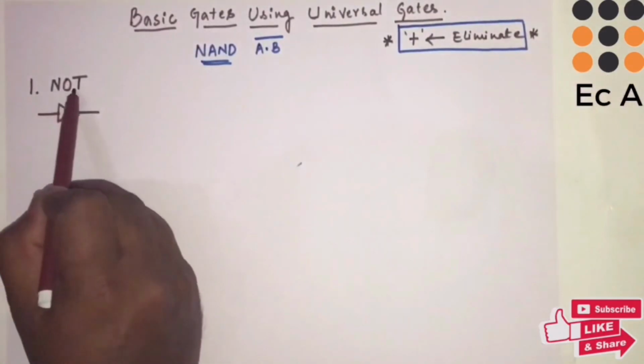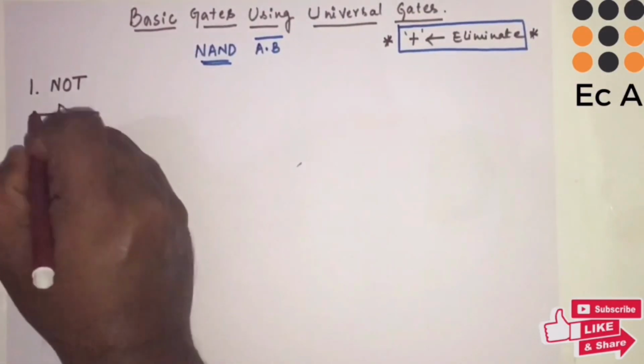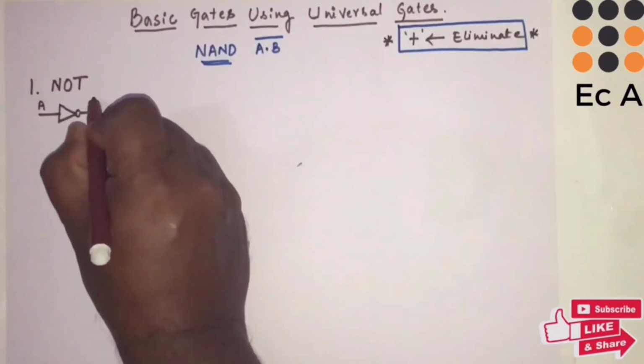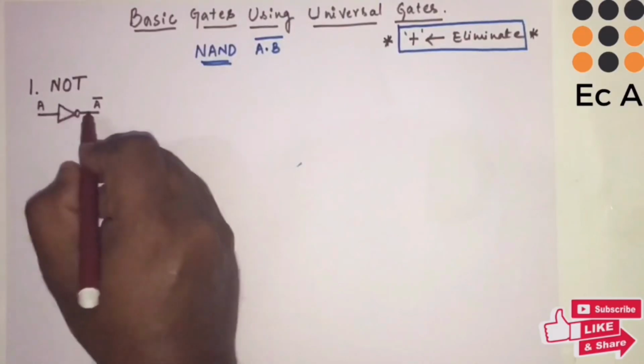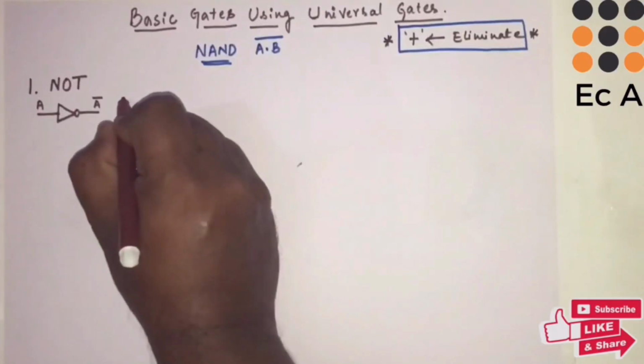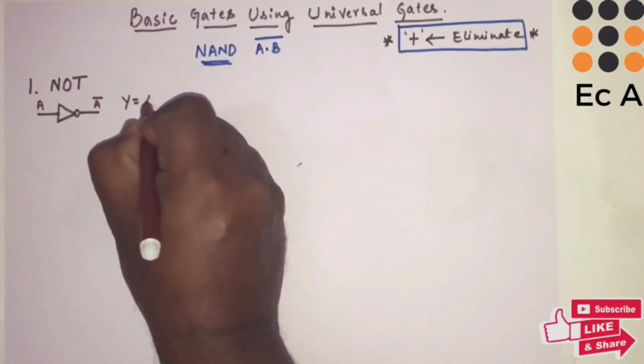First let us take the NOT gate. This is the symbol for NOT gate. We know if we give input as A, output will be A bar. Negation of A will be the output. So here Y will be equal to A bar.